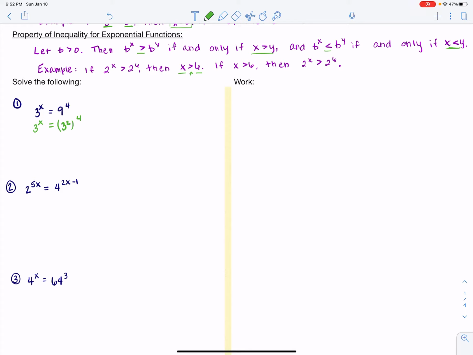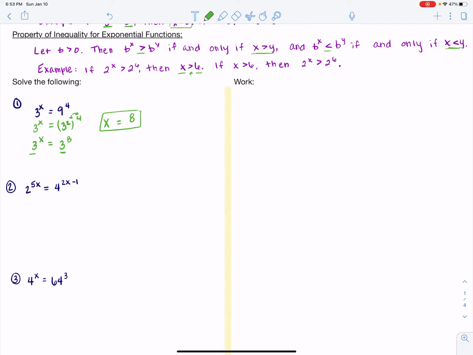But we need to simplify a little bit more first. So I have 3 to the x equals. Remember when you have an exponent on the inside and the outside of a parentheses, you're going to multiply the exponents. So our base is 3, 2 times 4 is 8. So now that the bases are the same, I can take the bases out and say that means that this exponent x has to be equal to this exponent 8. So the value of x is 8.